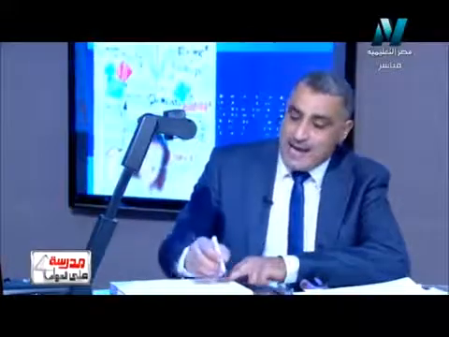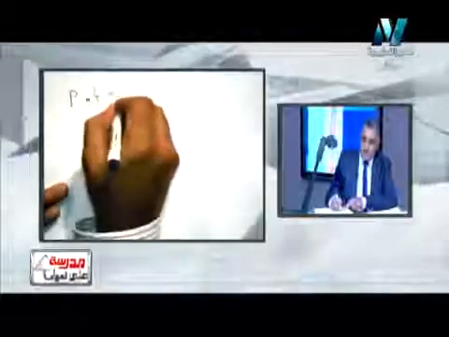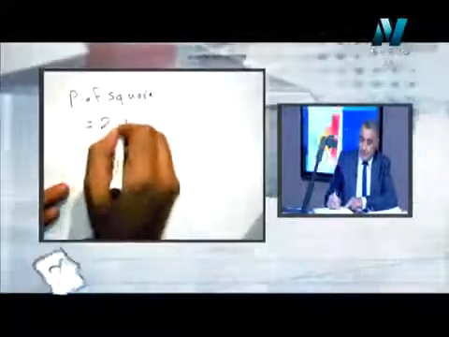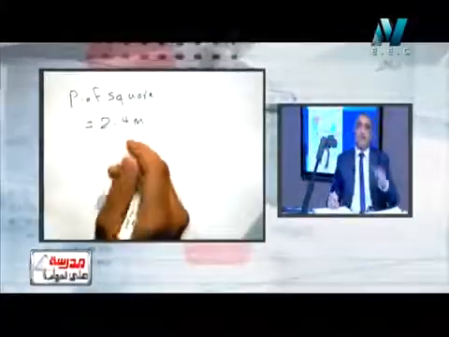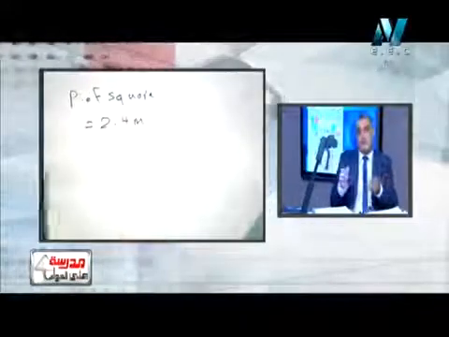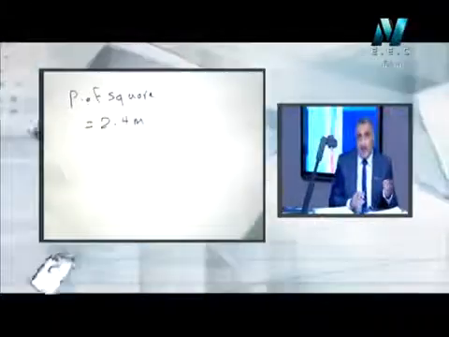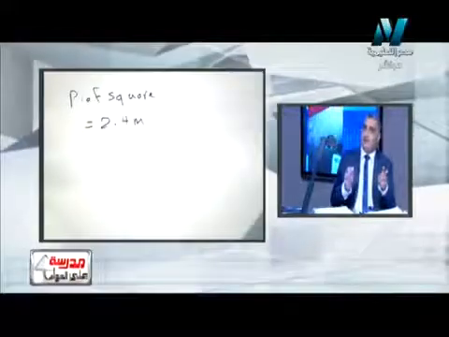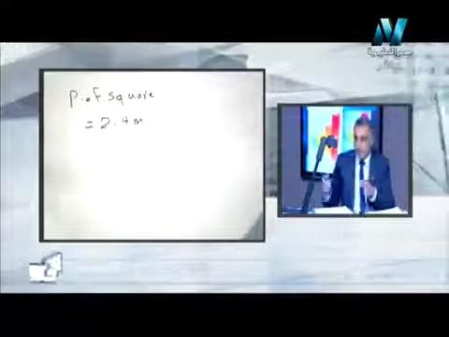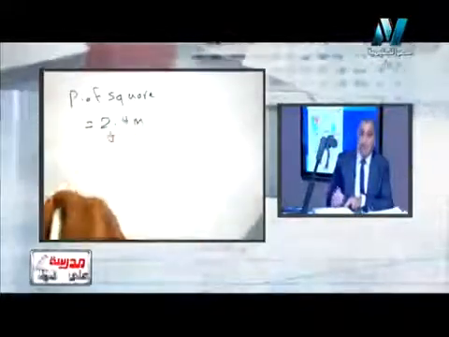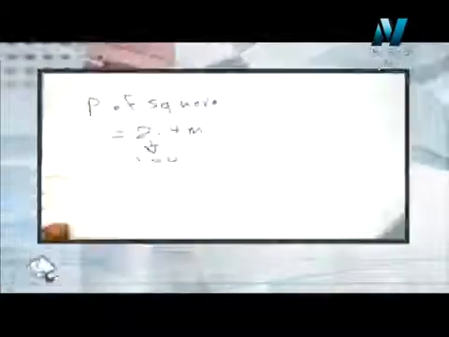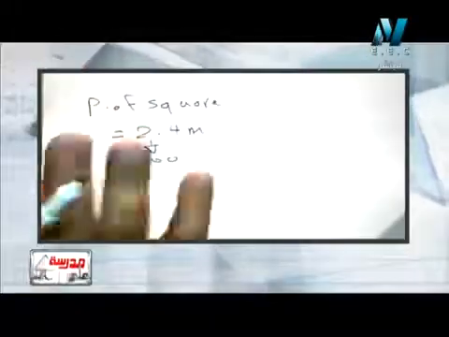We have the perimeter of the square equals 2.4 meters. How can we convert? When we convert from meter to centimeter, what is the relation between them? How many centimeters are there in 1 meter? Excellent, 100 centimeters. So we have to multiply 2.4 by 100, to convert from meter to centimeter. It's a very important step.